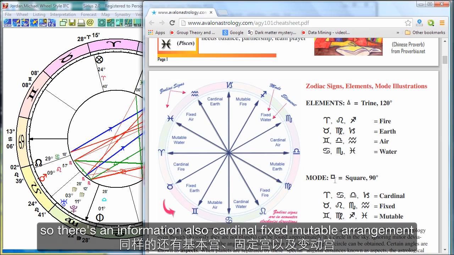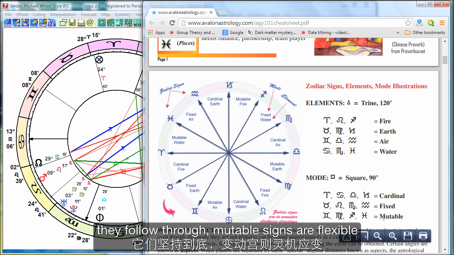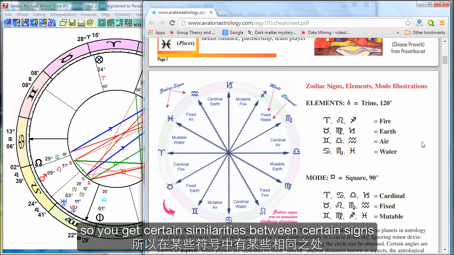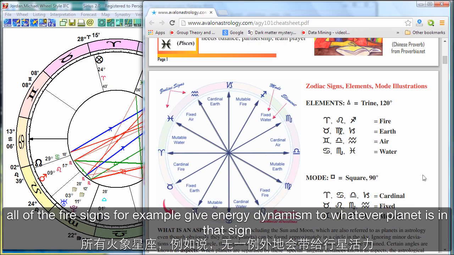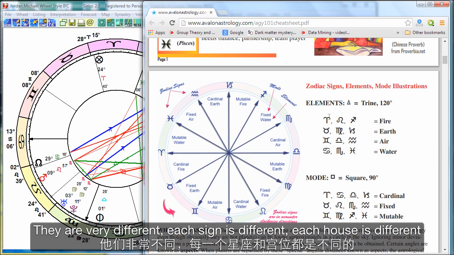So there's that information. There's also a cardinal, fixed, mutable arrangement. The fixed signs are tenacious: Taurus, Leo, Scorpio, and Aquarius. They follow through. Mutable signs are flexible. So you get certain similarities between certain signs. All of the fire signs, for example, give energy and dynamism to whatever planet is in that sign. But there's a lot of differences between Aries, Leo, and Sag. They're very different. Each sign is different.